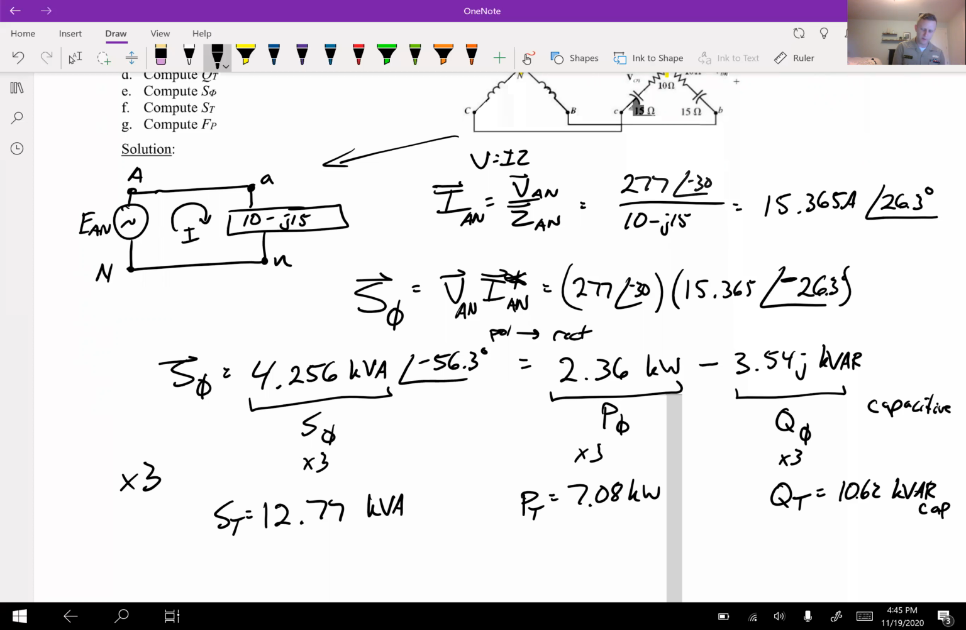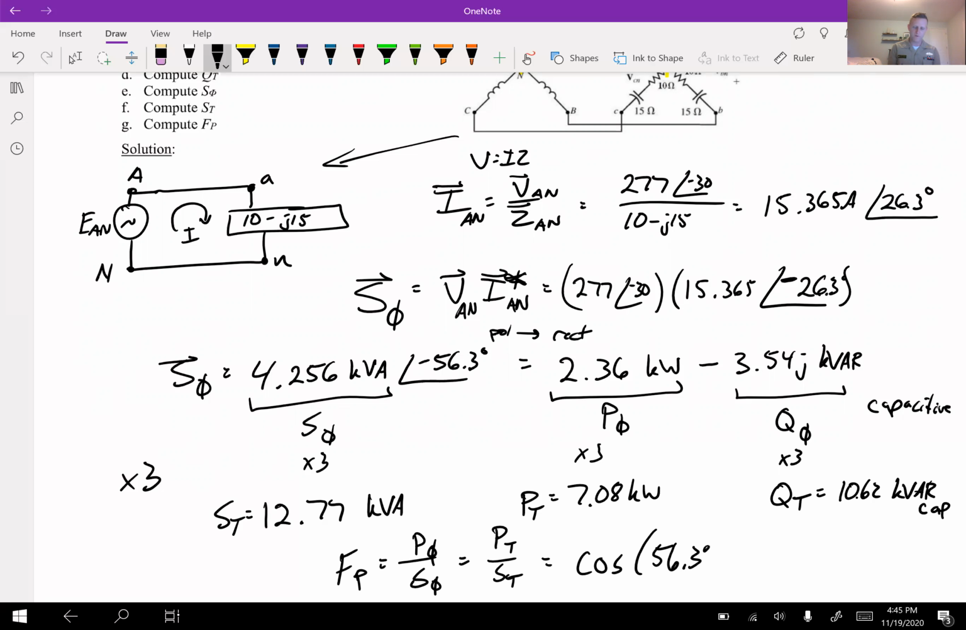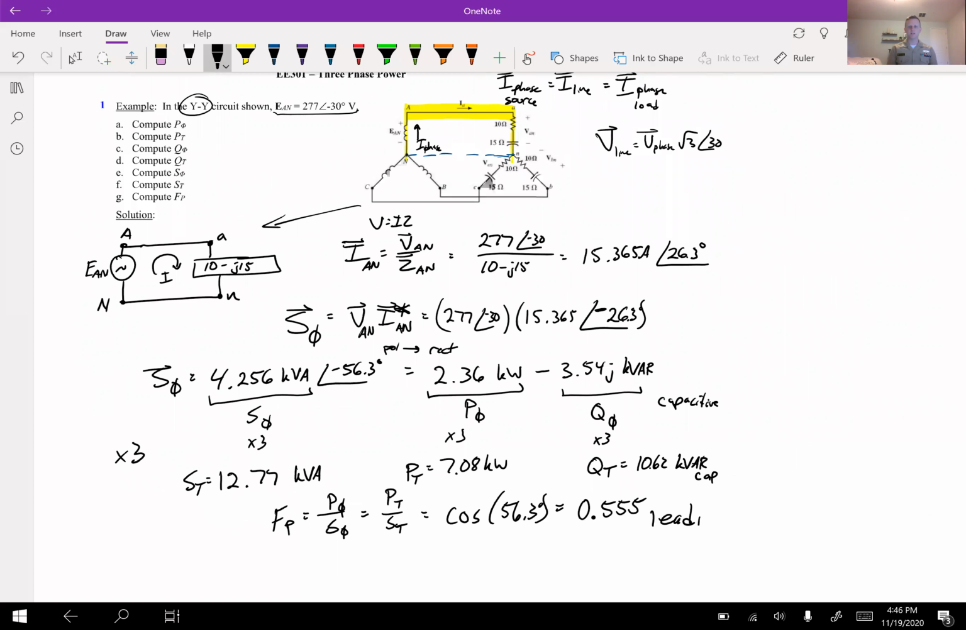Last one is we need the power factor, FP. You can do P over S. You can do it of a single phase. You can also do P total over S total. When you're multiplying both by 3, the 3's would cancel out and it's the same ratio. Or we could take the cosine of 56.3 degrees. Either way, it comes out to 0.555. And that would be a leading power factor because it is capacitive. And there we have that whole problem.